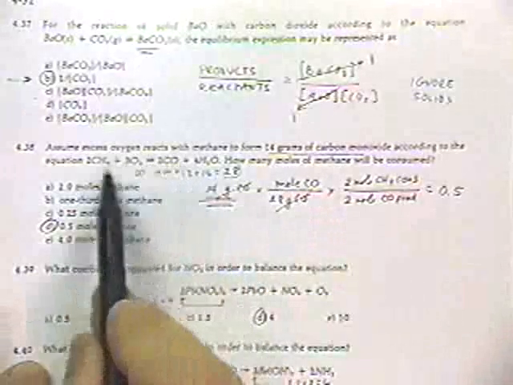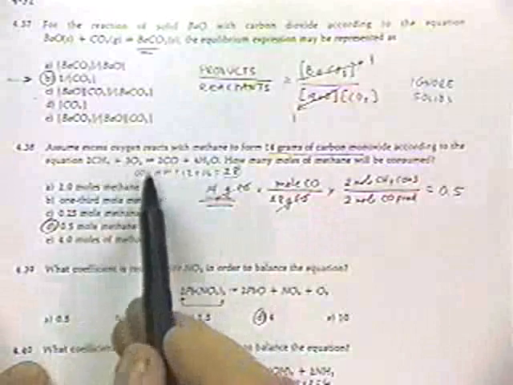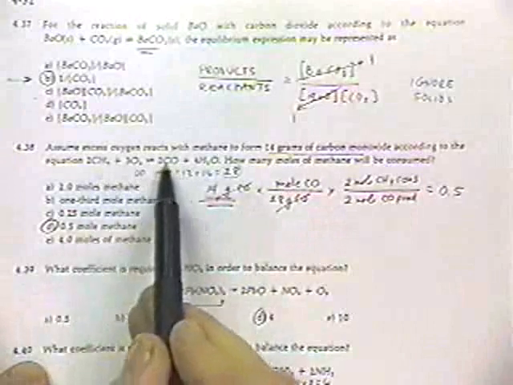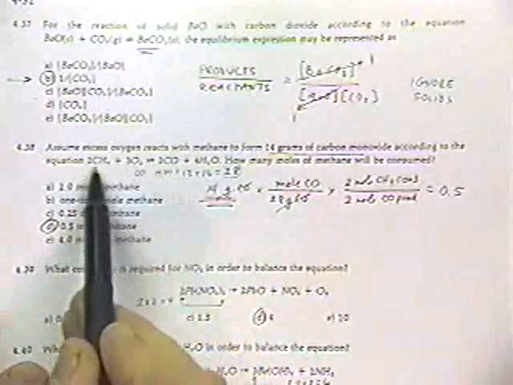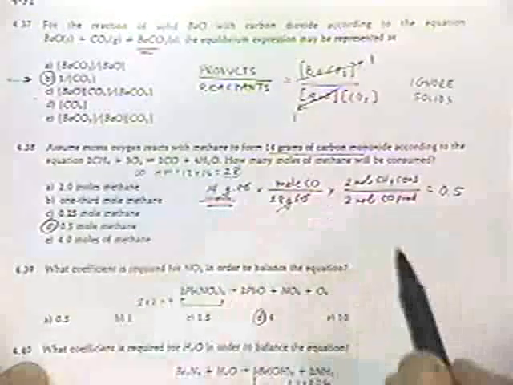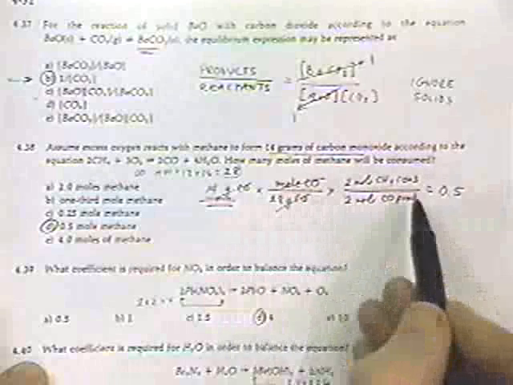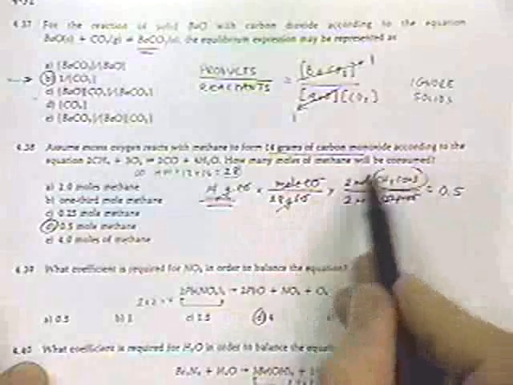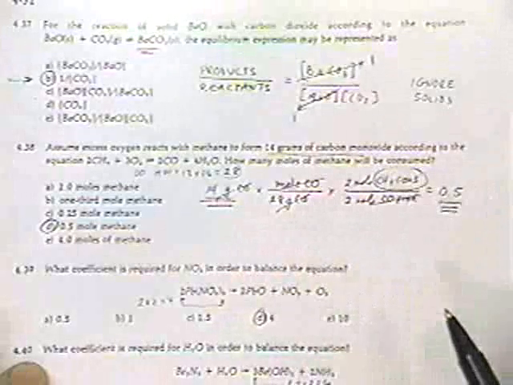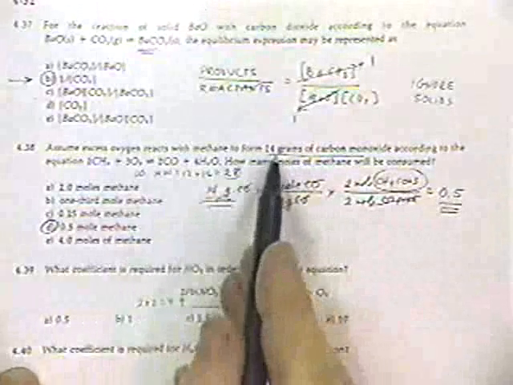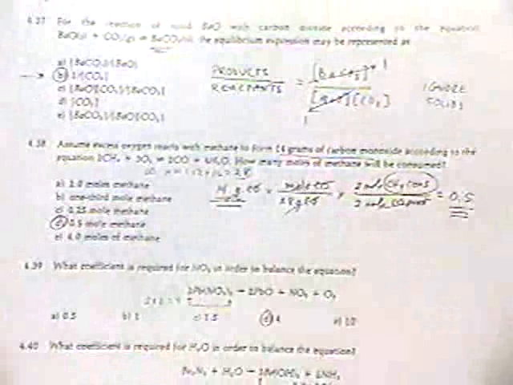Then what we do is we look at the stoichiometry, and the stoichiometry says for every 2 moles of carbon monoxide that react, there are 2 moles of methane that react. So we simply set up this ratio. The moles of carbon monoxide cancel. We're left with moles of methane. So the answer is a half a mole of methane would react in order to make 14 grams of carbon monoxide.